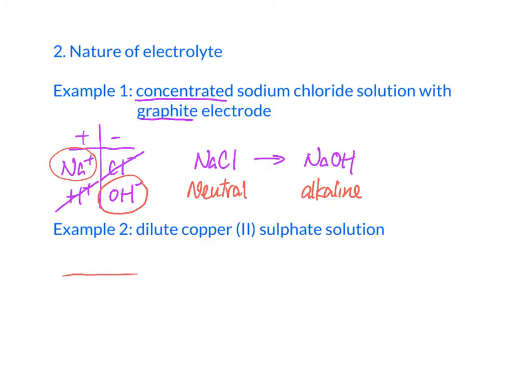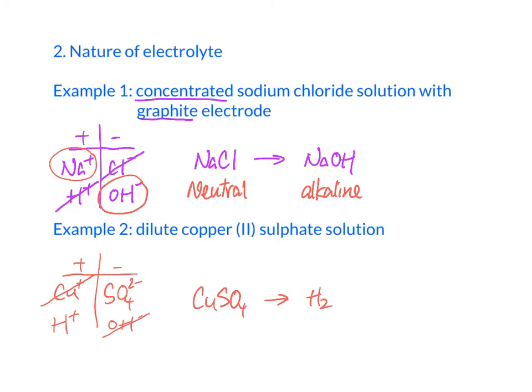While for the other one, we have copper 2 sulphate. For copper 2 sulphate, Cu2 plus will discharge, and hydroxide ion will discharge. So this time, it changes from copper 2 sulphate to sulphuric acid. So again, it changes from a neutral solution, but this time to acidic. So in some cases, you find that after electrolysis, the nature of the electrolyte will also change.